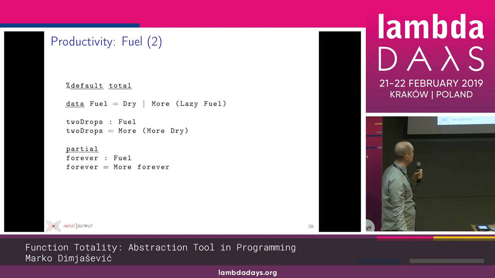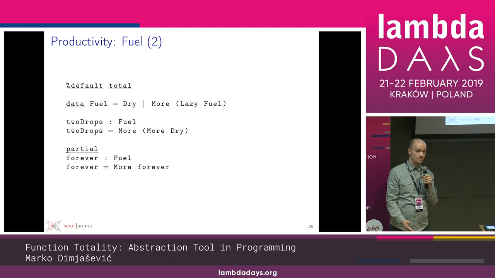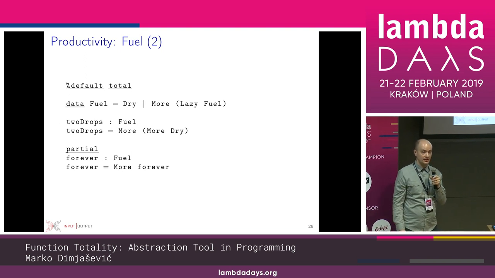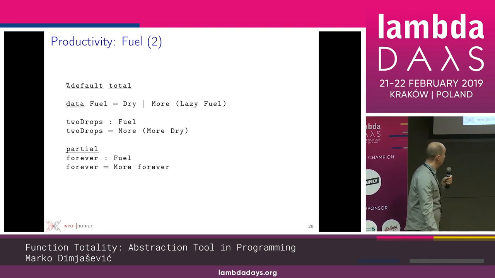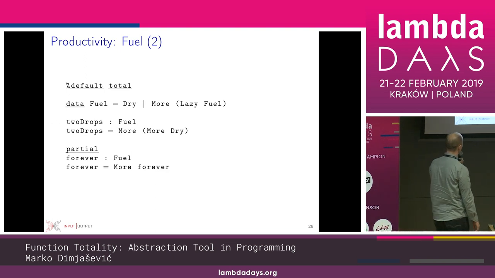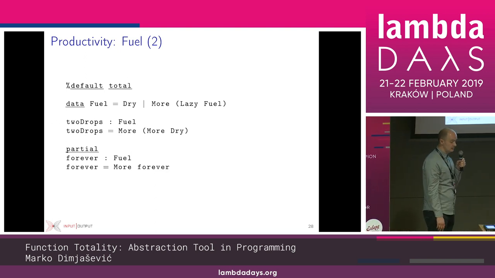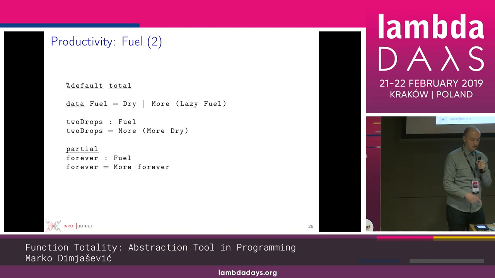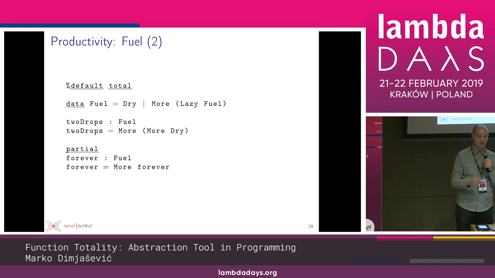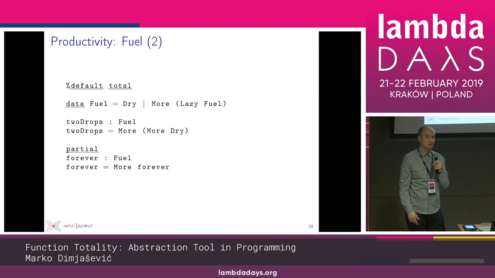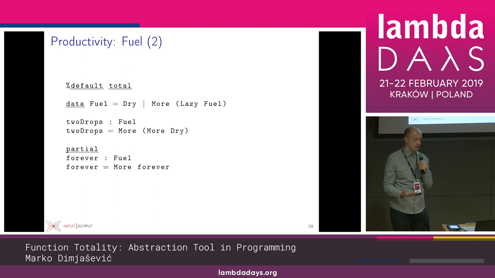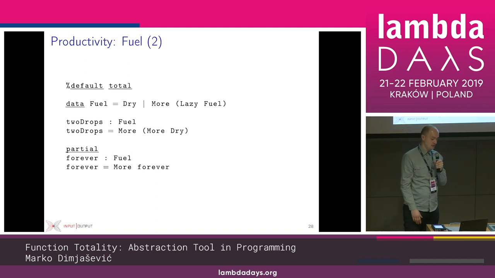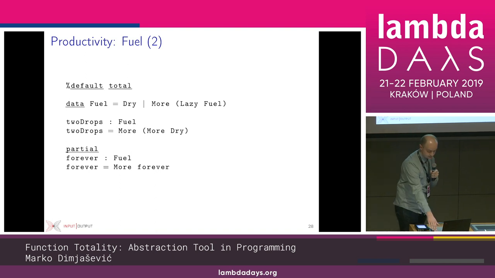So how do we construct such a value? Well, we say it's More of Dry. So we have More occurring twice. And then if we want to construct an infinite tank, well, we would say it's called forever. And it's simply More of forever. So it keeps on referring to itself. But of course, this will never actually evaluate. So we have to annotate it as partial.